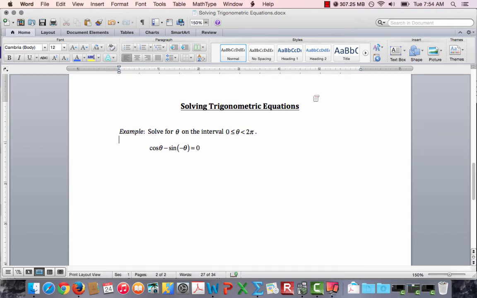We are looking at solving trigonometric equations. We're solving for a variable theta that is stuck in the argument of trigonometric functions, and we need to try to find the value of theta that solves this equation.